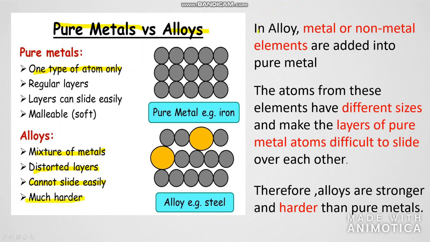Okay, look at the description here. In alloy, metal or non-metal elements are added into pure metal. The atoms from this element have different size. Their size boleh lebih besar ataupun lebih kecil, and therefore make the layer of pure metal atom difficult to slide over each other. Therefore, in conclusion, alloys are stronger and harder than pure metals.